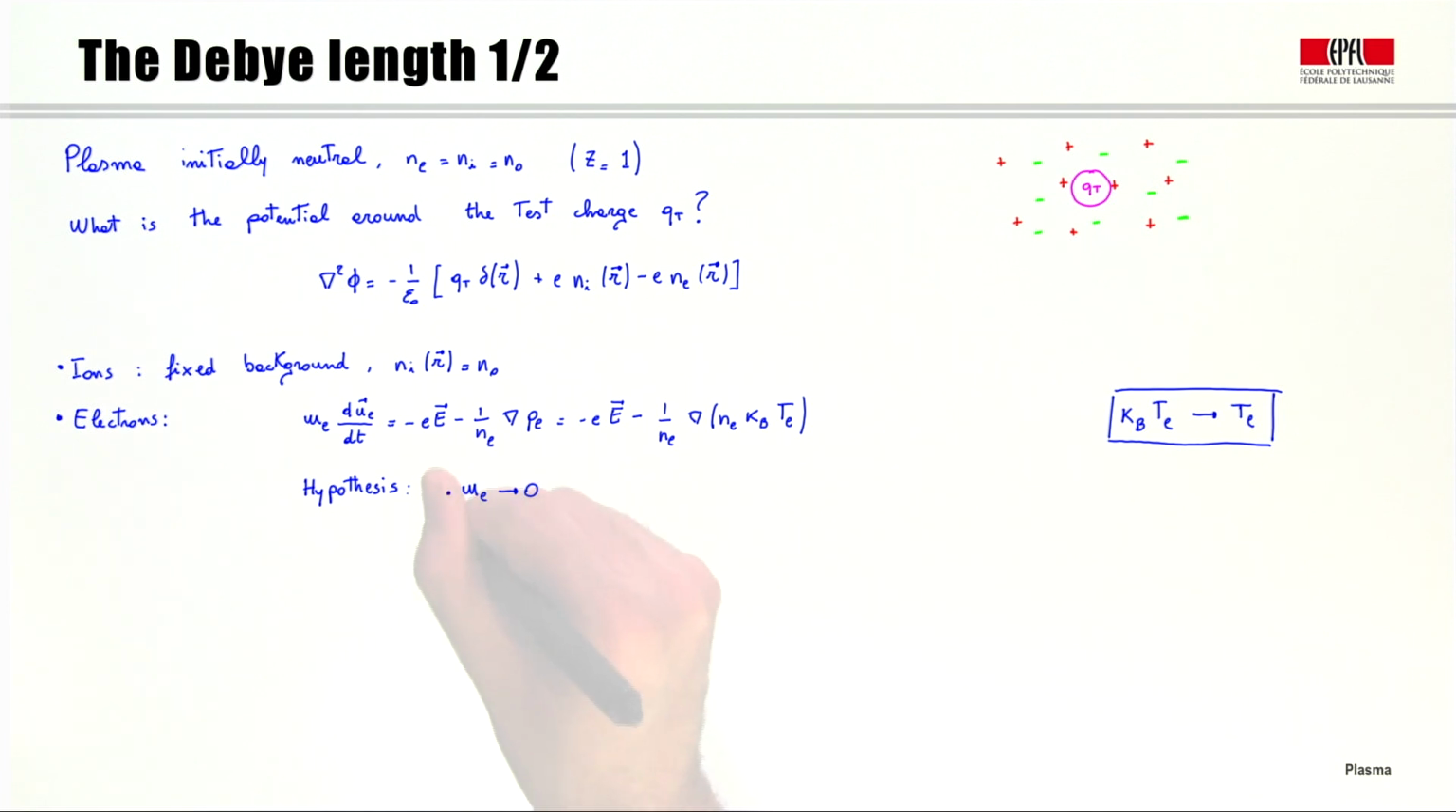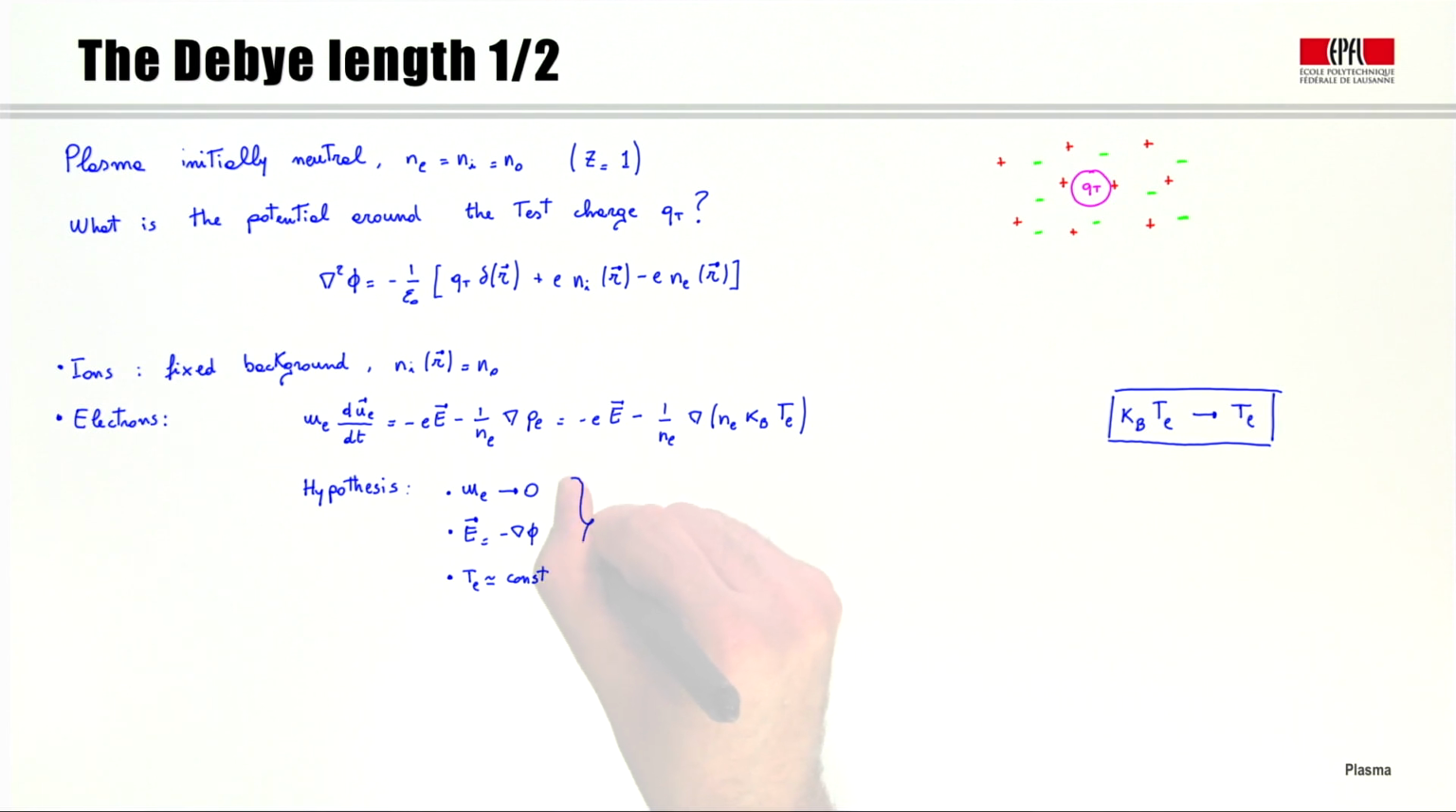Second hypothesis, we will assume that the electric field is given by minus the gradient of the electrostatic potential, and finally we will assume that electrons are isothermal, therefore that the electron temperature is about constant. Well, what is the consequence of this hypothesis? The left-hand side will be equal to 0.